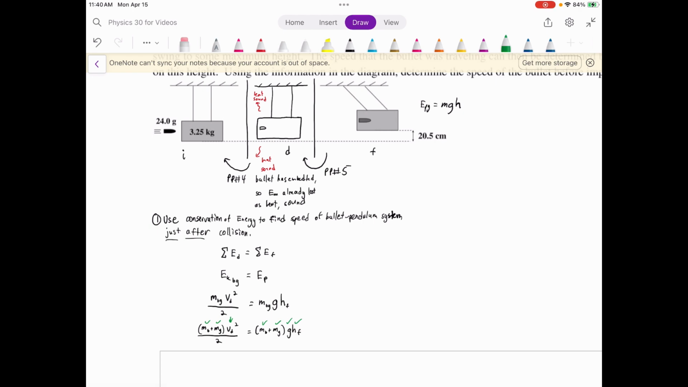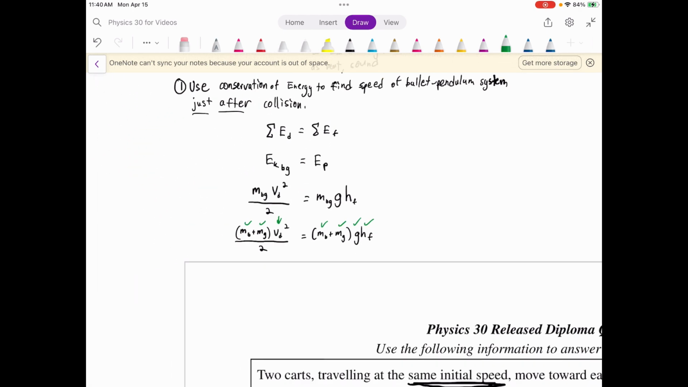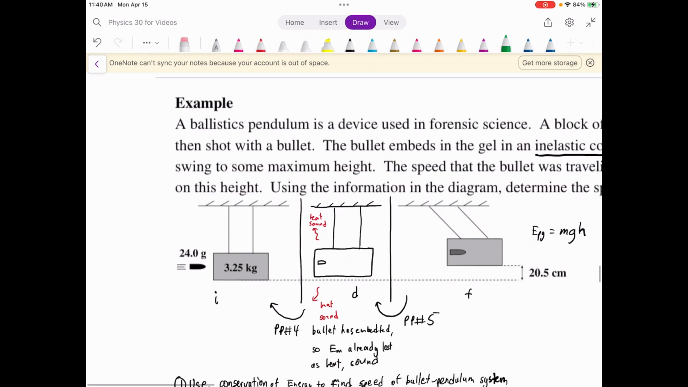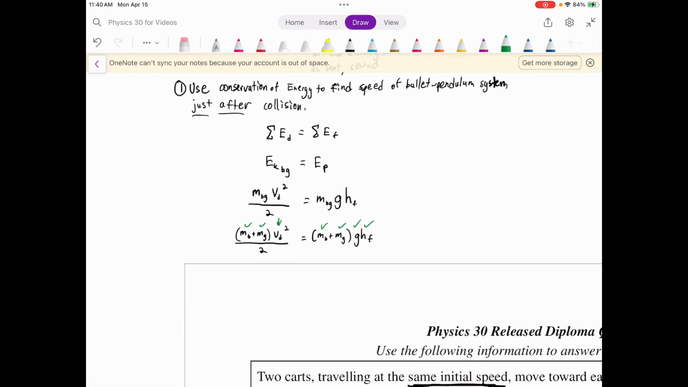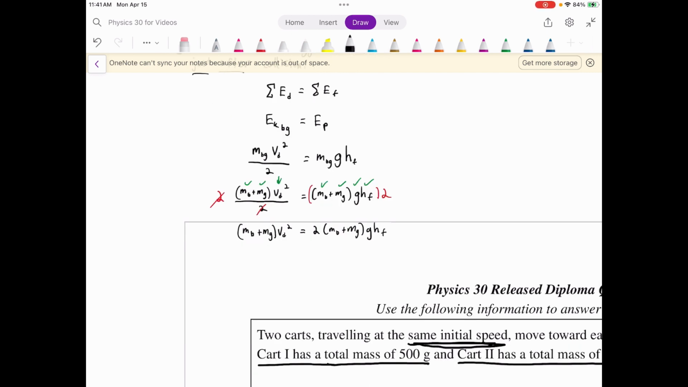So let's go ahead and solve this equation for the velocity during, squared. We could have called it initial, I just didn't want it to get confusing because we have three stages here. But let's go ahead and solve for this. So we're going to multiply both sides by 2, and then we're going to need to divide both sides by their combined mass.